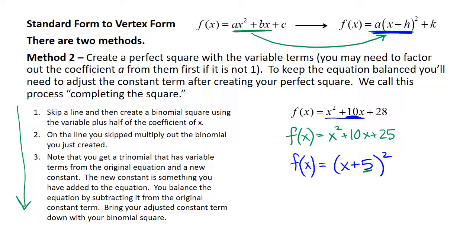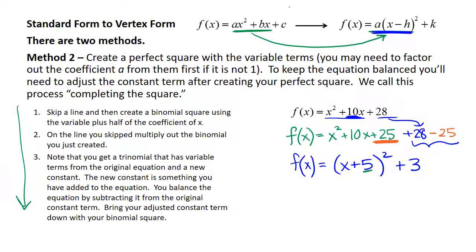So remember, we already had a 28 that was part of the problem. By creating the perfect square, we've added this extra 25 on top of the 28 that already was there. So we've added this extra constant term. We've created it by creating the perfect square. The way we adjust the equation to keep it balanced and keep it representing the same function is we subtract that same value from the constant, from the 28 over here. So we actually adjust the constant with the new value that gets created by the perfect square. When we do that, 28 minus 25 means that my k value is now 3.